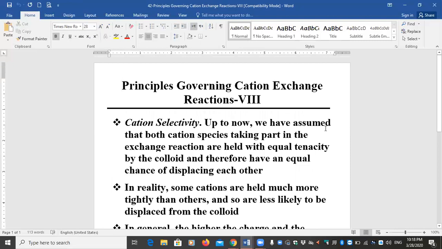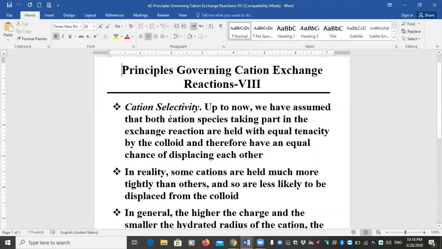Another important principle of these reactions is the cation selectivity. Up to now, we have assumed that both cation species taking part in the exchange reactions are held with equal tenacity by the colloid and therefore have an equal chance of displacing each other. Tenacity is the force of attraction, how strongly it's adsorbed. So not all cations are held by the colloids by the same force.